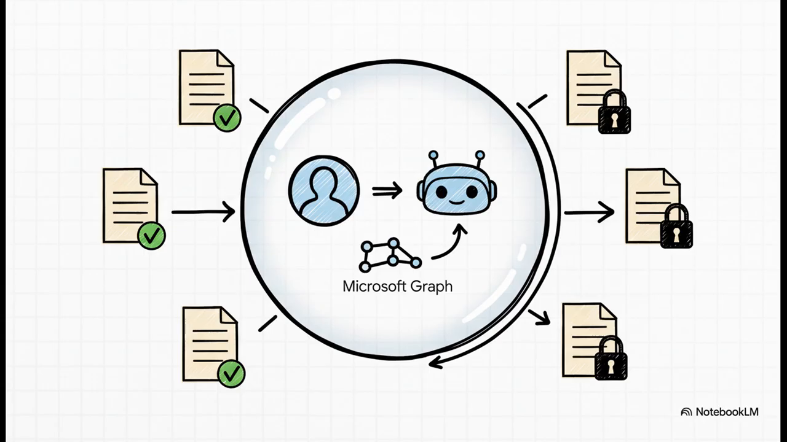Copilot does not have its own identity or any special permissions. It operates strictly within the security boundary of the person who's logged in. When a user types a prompt, that query goes to the Microsoft Graph, which is basically a security-trimmed index of all your company's data. The graph first figures out everything that specific user has permission to see, their emails, chats, files, everything. Only then does it pull information from that pre-filtered set of data to ground the AI's response. If a user doesn't have access to a file, then as far as Copilot and the Graph are concerned, that file just doesn't exist, period.